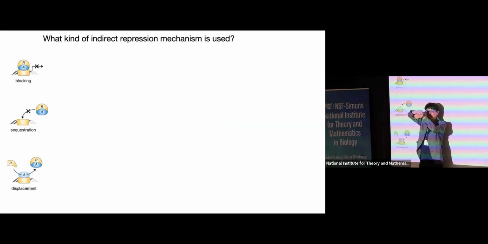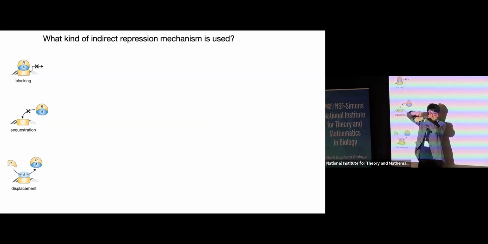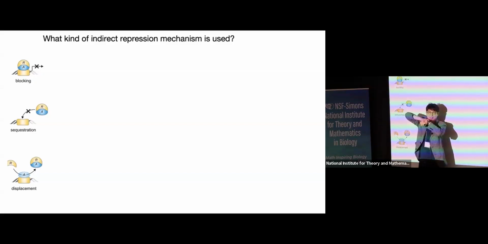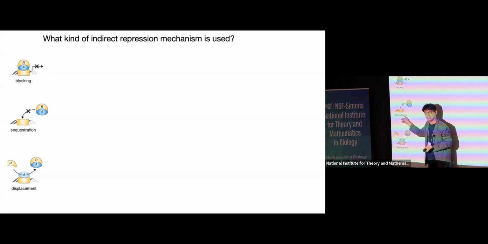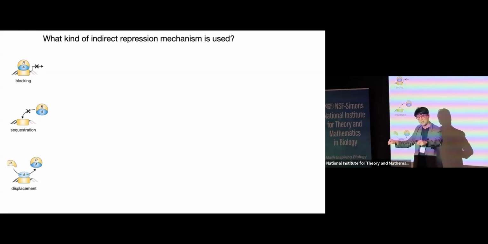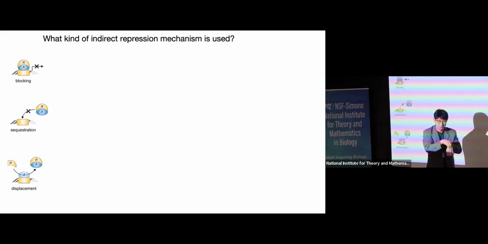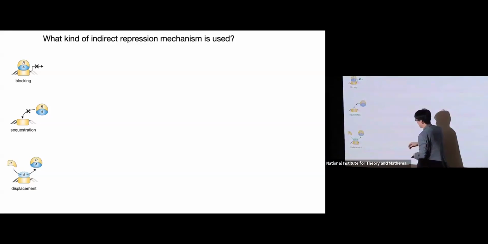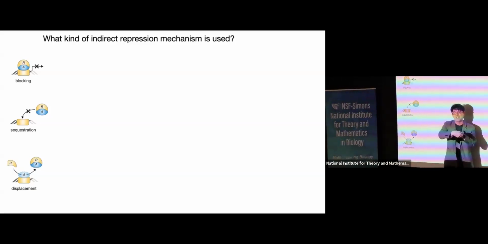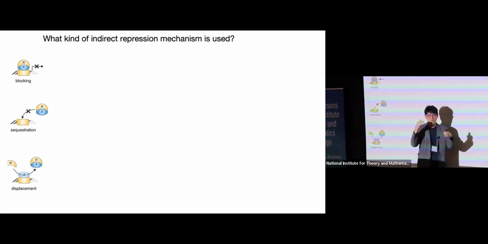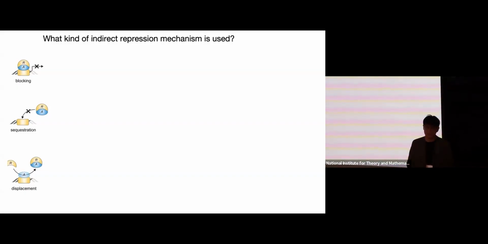When activator is bound on the gene, repressor comes to the activator on the gene so that they shut down the activity of the activator. We call this blocking. Another mechanism is sequestration. Sequestration means the repressor binds with the free activator so that it prevents the free activator from going to the gene. And third, displacement. Displacement means the repressor binds to the activator and eliminates the activator from the gene. So there are three different types of indirect repression mechanisms in the cell.